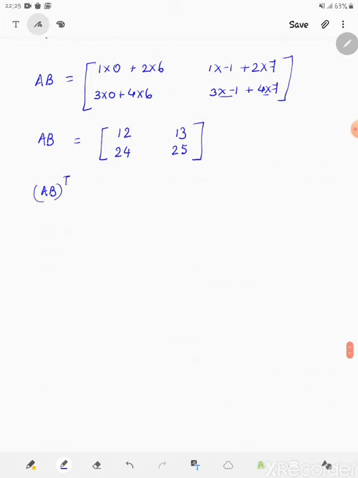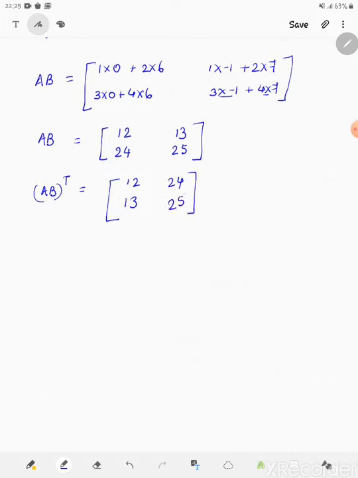So now we will find what is AB transpose. We'll just change the rows into columns. So 12, 13, 24 and 25. We'll write it this way.